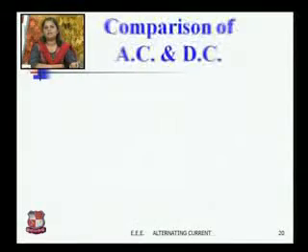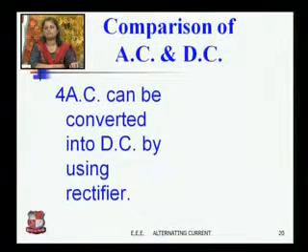Now the next point for comparison is that AC can be converted into DC by using a rectifier. As we know, a rectifier is nothing but the combination of semiconductor diodes. A diode is a semiconductor device, and the characteristic of a diode is that it will conduct in the forward bias condition and it will not conduct during the reverse bias condition.